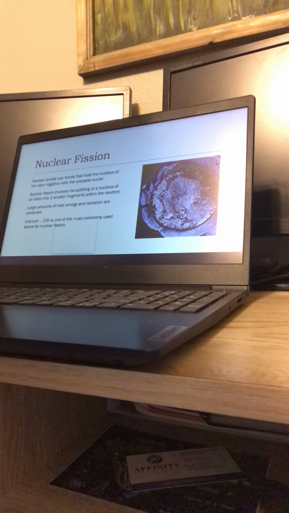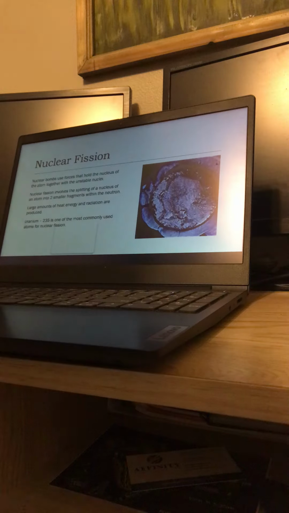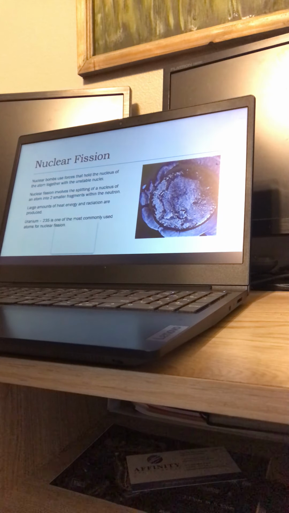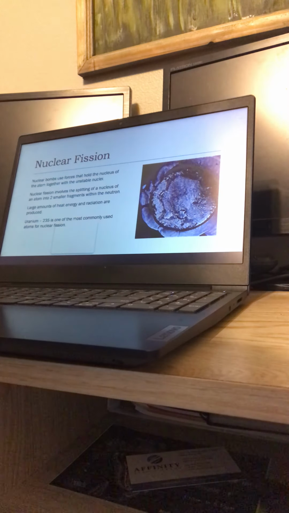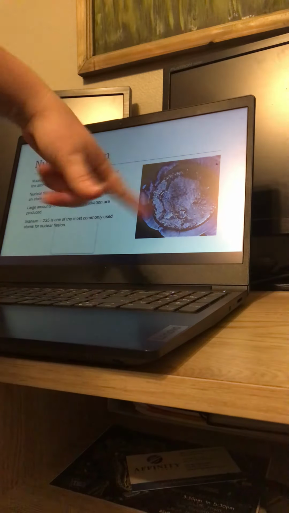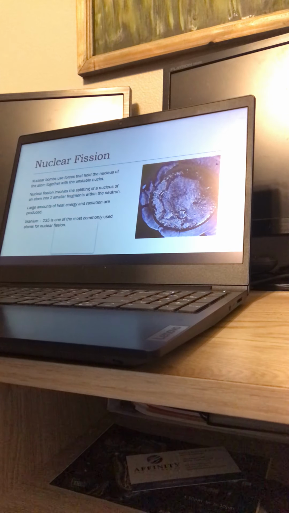Nuclear fission. Nuclear bombs use the forces that hold the nucleus of the atom together, along with unstable nuclei. Nuclear fission involves the splitting of the nucleus of an atom into 2 smaller fragments, along with neutrons. Large amounts of heat energy and radiation are produced, and uranium-235 is one of the most commonly used atoms for nuclear fission, and this is actually uranium-235.